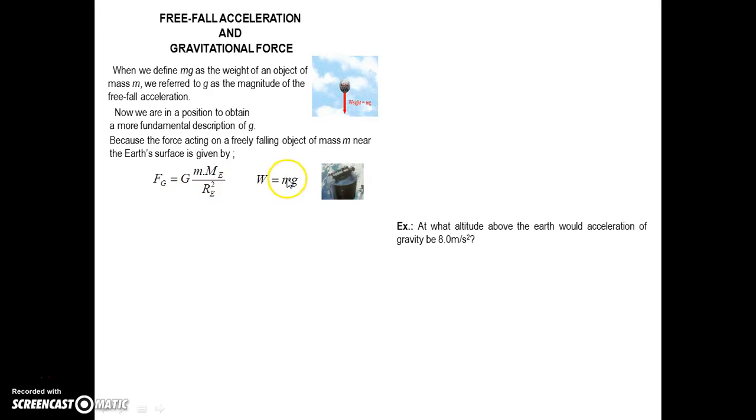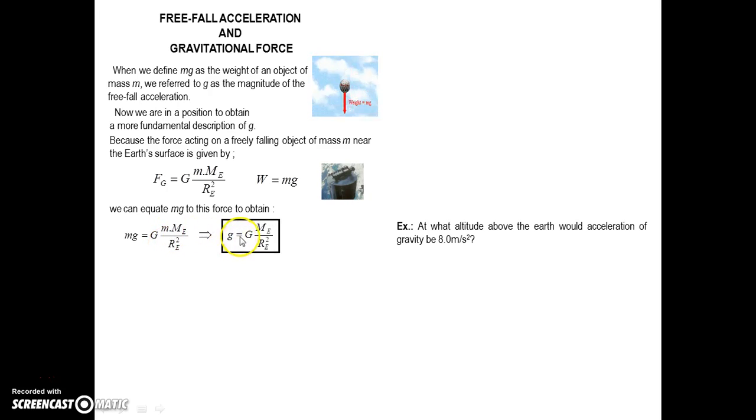And the weight formula is equal to mass times gravity. We can equate mg to this force to obtain mg is equal to G times mass of the Earth over radius of Earth squared. And g is equal to the universal gravitational constant times the mass of the Earth over radius of Earth squared. You see, the gravitational field depends on the capital G, the gravitational constant, times the mass of the Earth over the radius of Earth squared. It does not depend on the mass of the object.